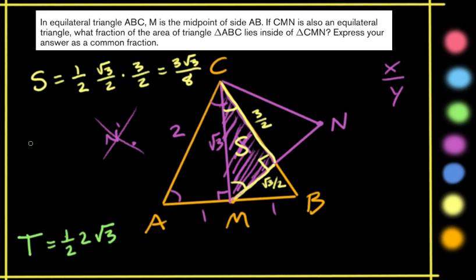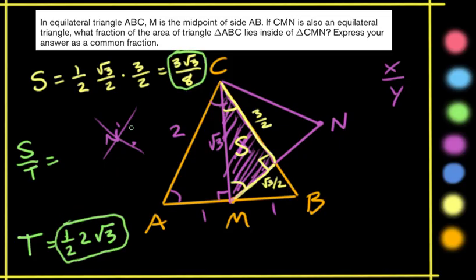So now when we find the ratio of S over T, we're going to get this divided by this, and the square roots of 3 are going to cancel out, and we're just going to be left with 3/8. That's all that's left. So I believe, yep, that's the answer to this one, 3/8.